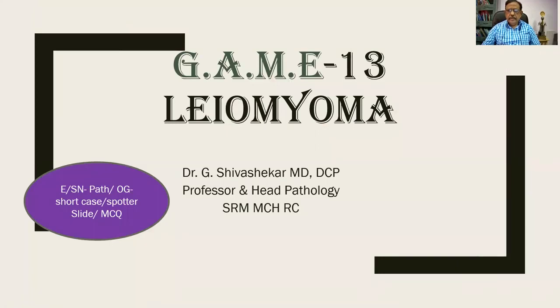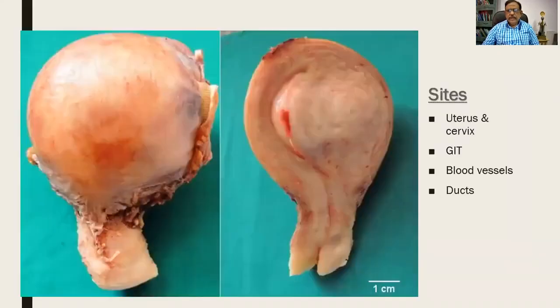In this session, we shall be dealing with leiomyoma. This is a very frequently asked question in the university exam, in pathology and OG. It can be a short case or it can be a spotter, a slide, as well as an MCQ. So this is something that we should follow. Already it has been dealt with in the theory class on tumors of the uterus.